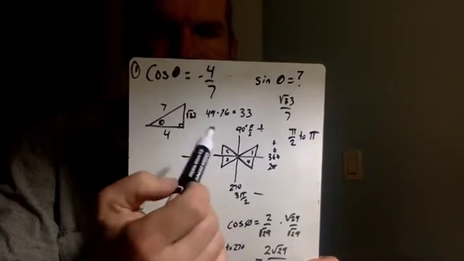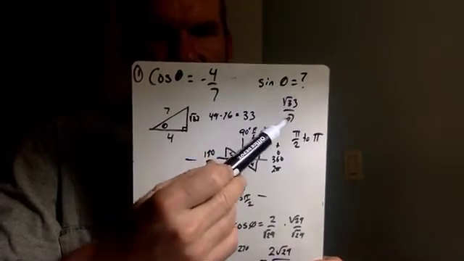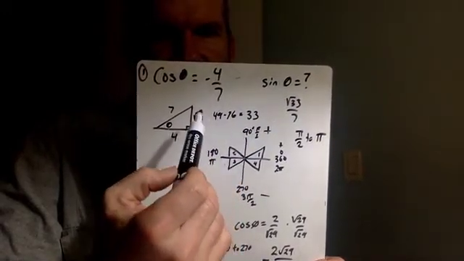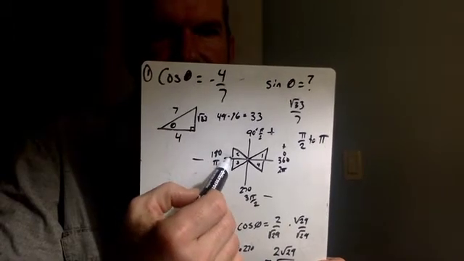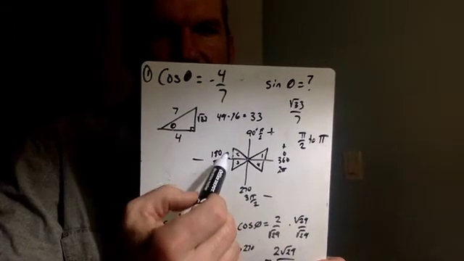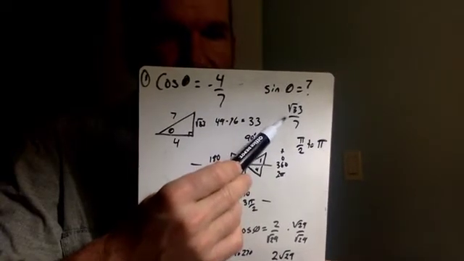All right. So back to sine theta. Sine, we're using the square root of 33, which is this side right here, and that side is going up. Up is positive. So this is a positive answer. So positive square root 33 over 7.